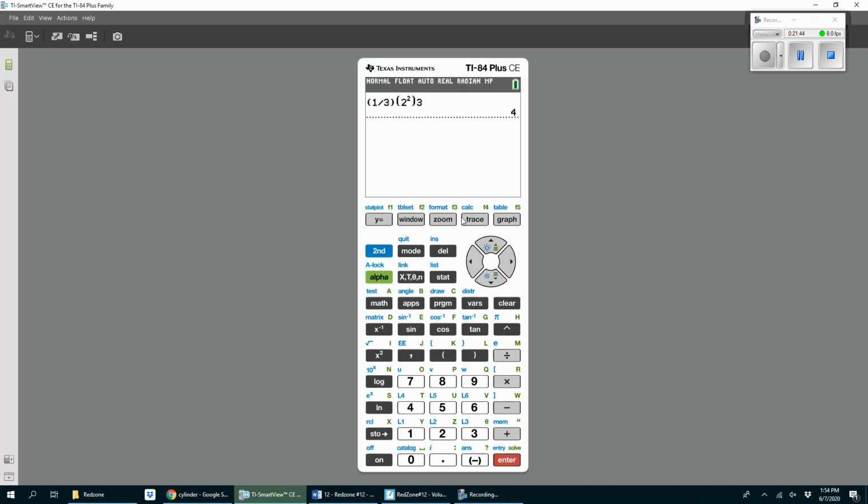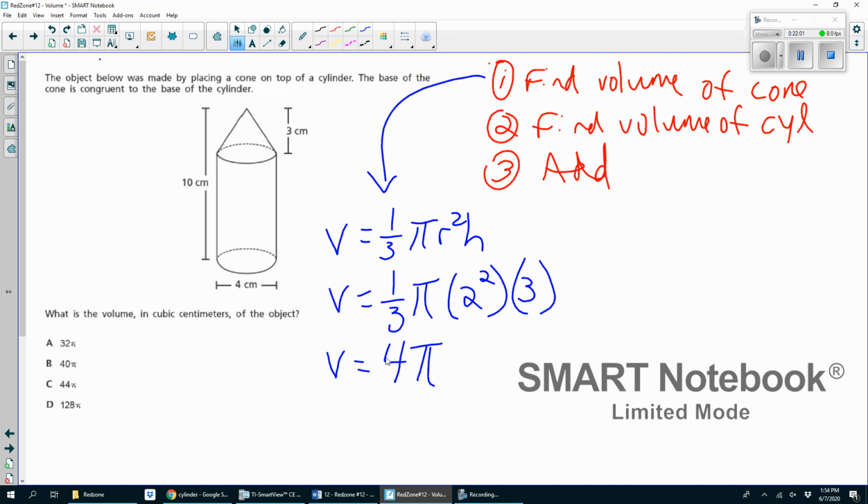Now, if you did put the pi in your calculator, let me see what I can do here. I can click that, I can put the pi in. It would have come out to this, which is fine. You can deal with that later. But since the answers are in terms of pi, I think it's better to leave it in terms of pi.